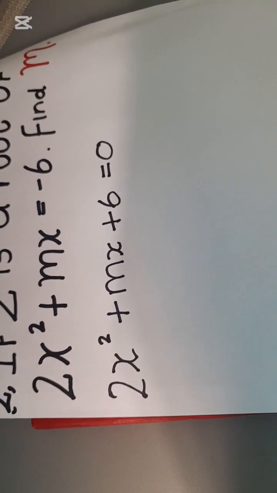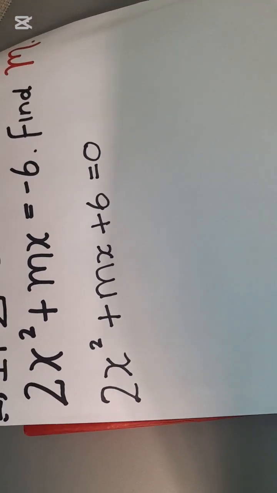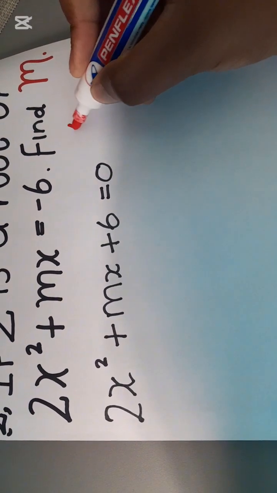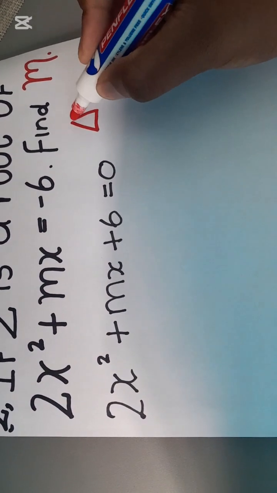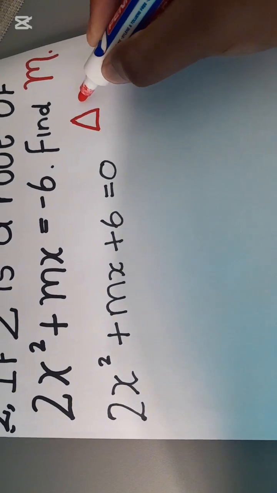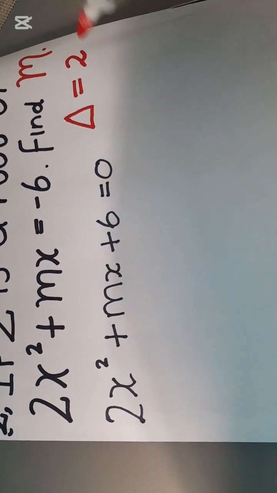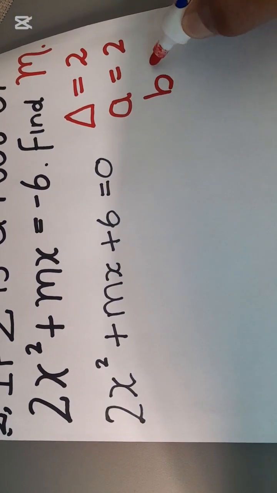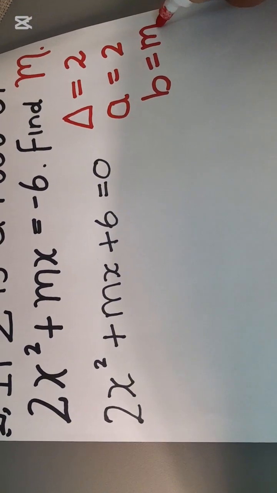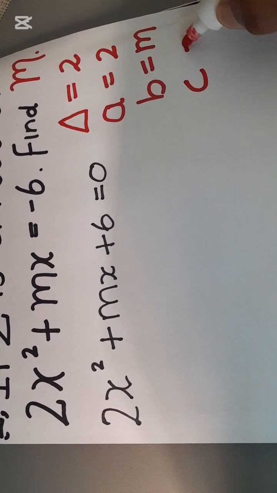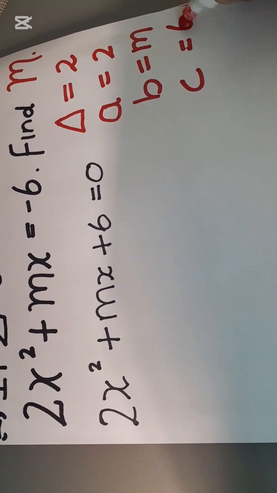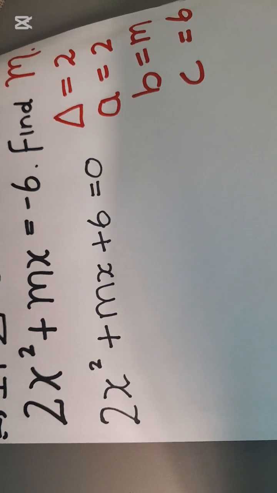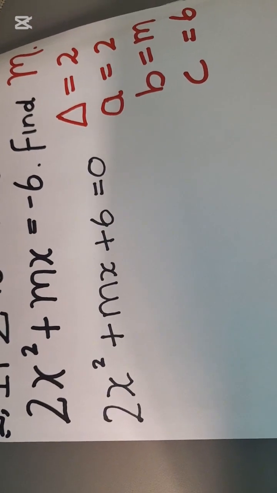So here we are supposed to find m, so I suggest that we take out the data. Our discriminant here, we are already given. Our discriminant is equal to 2, and our a is equal to 2 as well. Our b is equal to m, and then our c is equal to positive 6. Don't forget that we took it to the other side to ensure that we have the standard form of the equation.